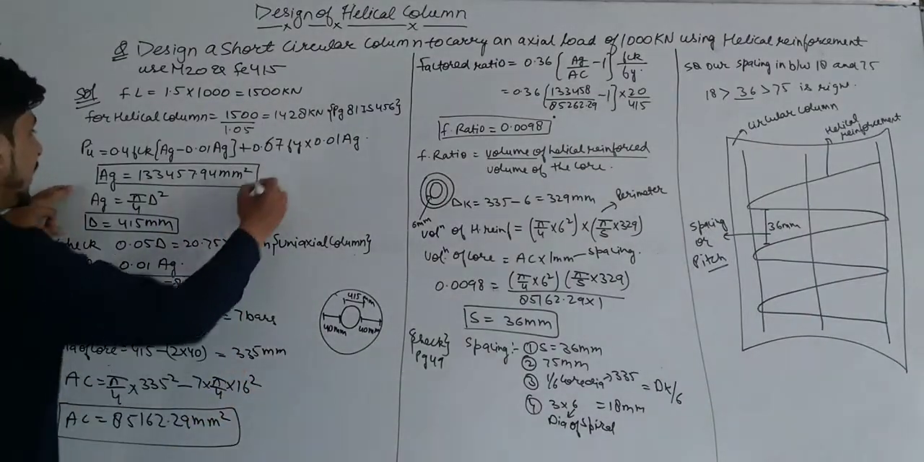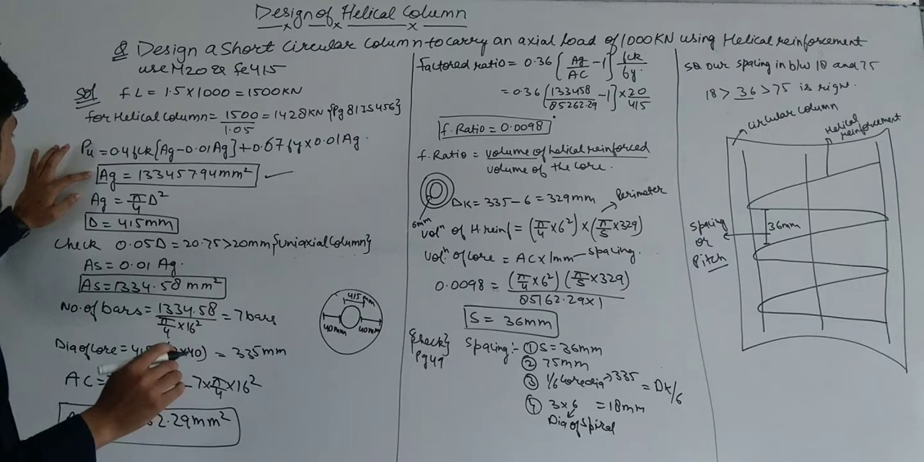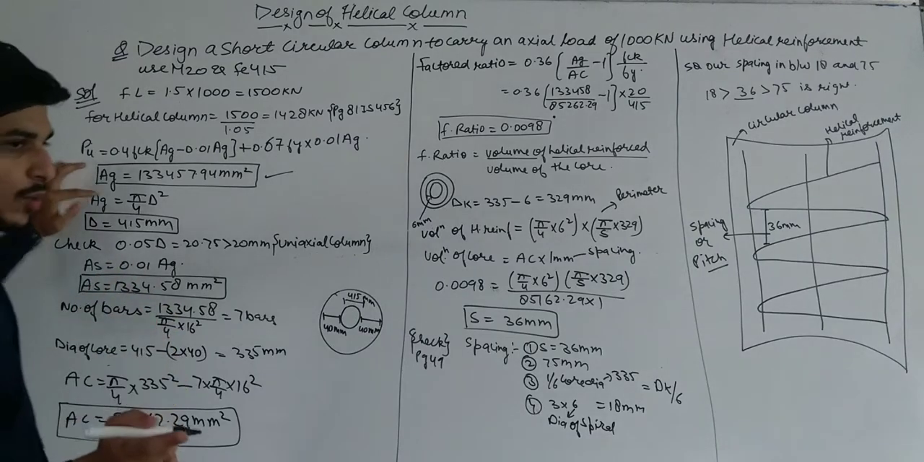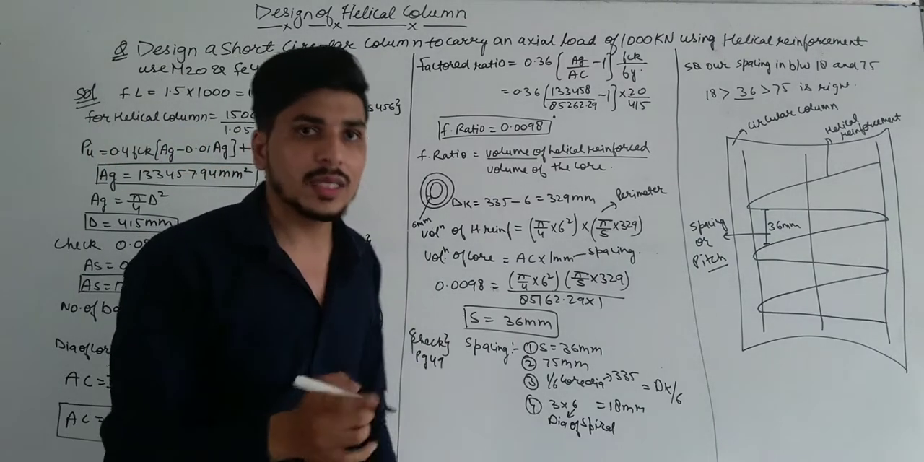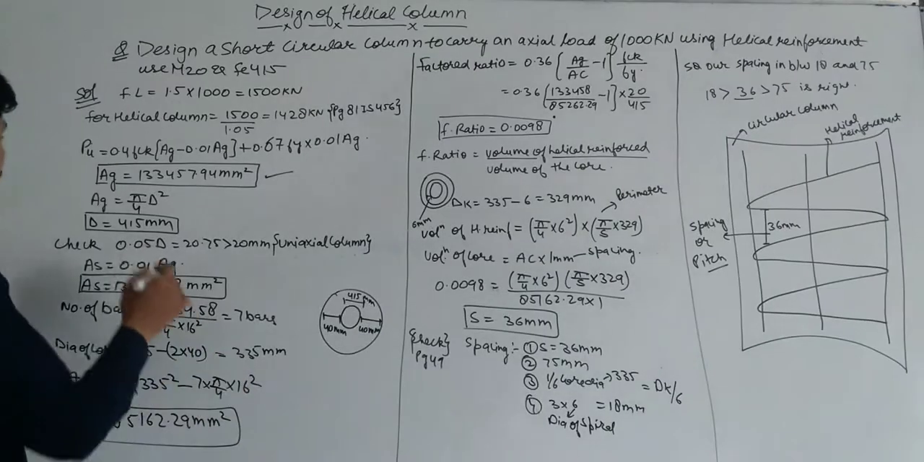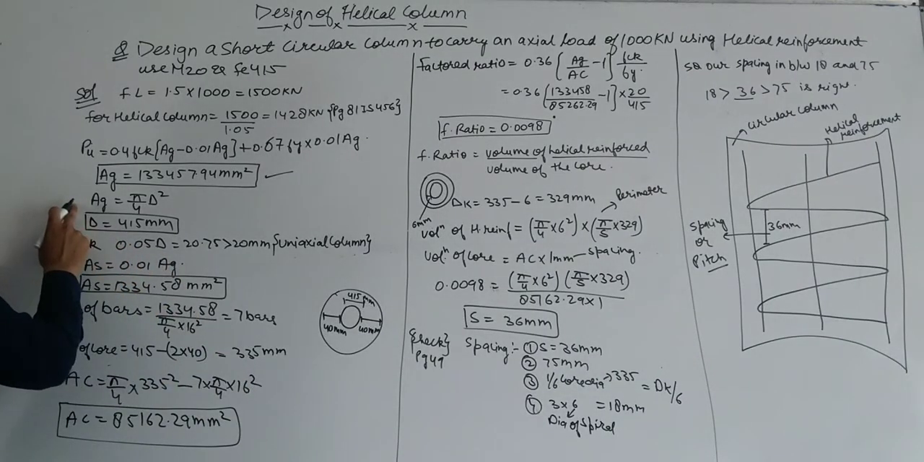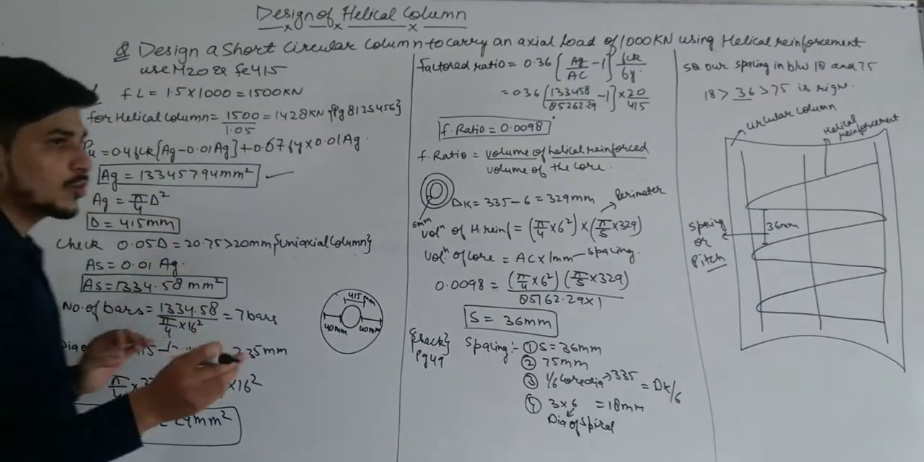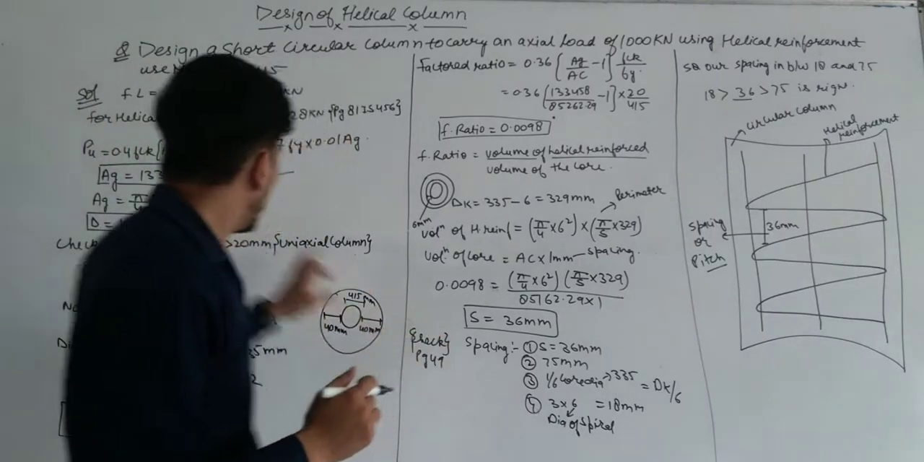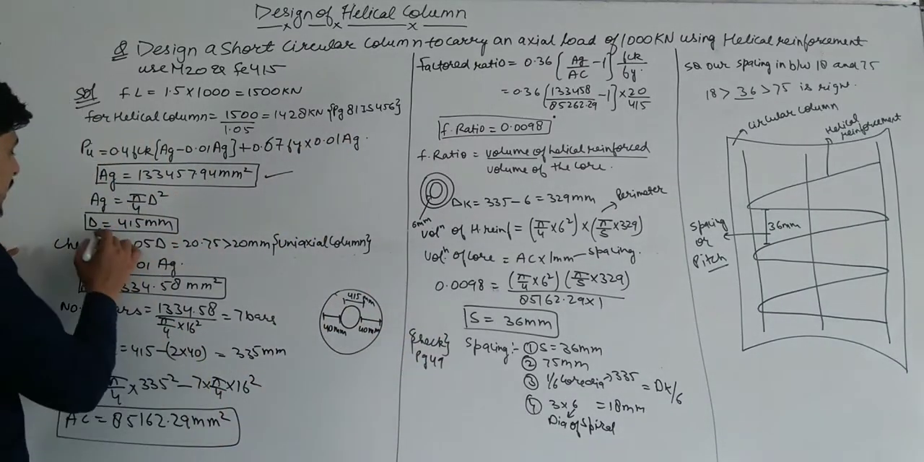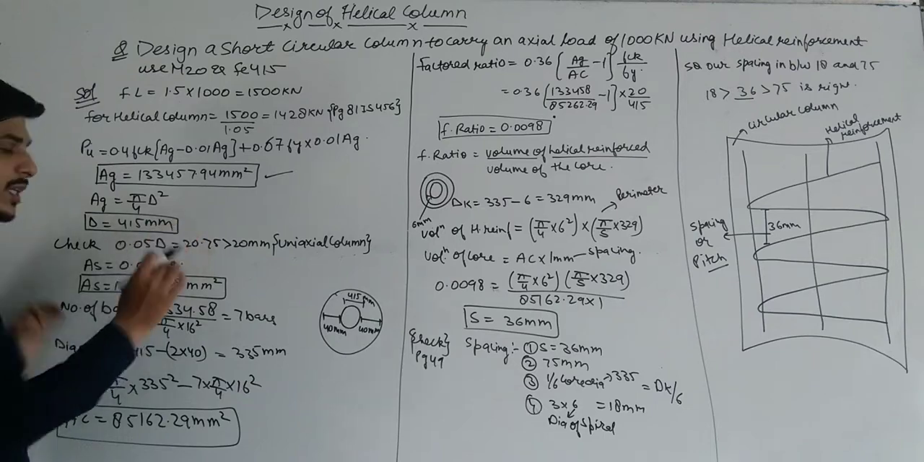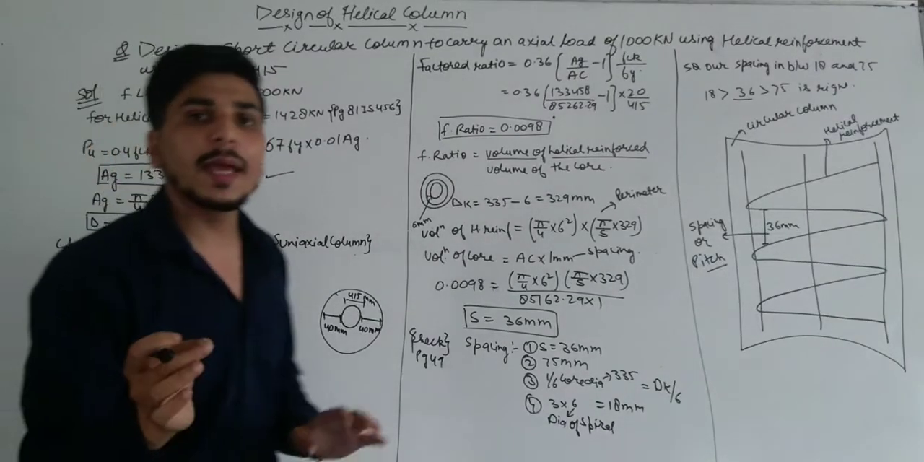Now we have calculated Ag. This is a circular column, so we have to calculate the diameter. Ag is the gross area, and Ag equals pi by 4 d square, the area of the circle. From here we calculate the diameter of the column. The diameter of the column is 415 mm.